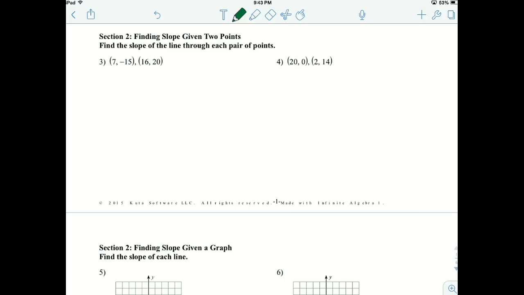This video is section 2 of algebra, first unit. We are finding the slope given 2 points. There are a couple different ways to think about finding the slope.